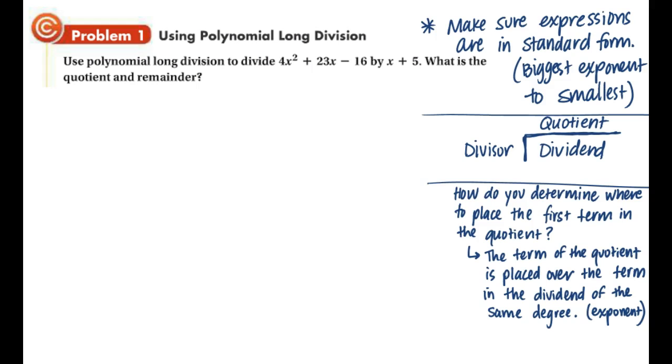In example 1, we're going to be using polynomial long division to divide 4x squared plus 23x minus 16 by the expression x plus 5.